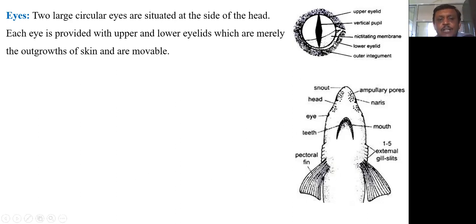So each eye is provided with upper and lower eyelids, which are merely outgrowths of the skin, and these eyelids are movable.